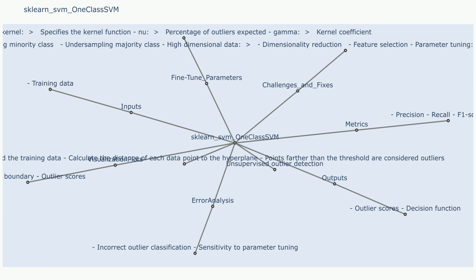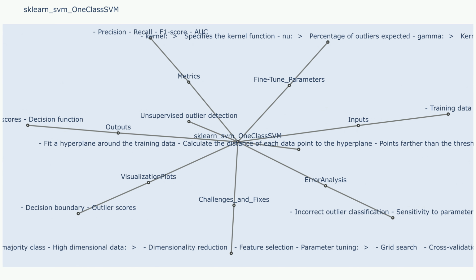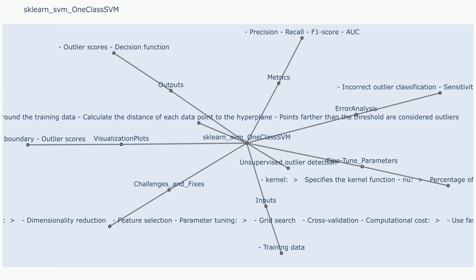y_pred, a 1D array containing the predicted labels for new data points. 1 indicates an anomaly. -1 indicates a normal point. Steps: Training: the algorithm learns a boundary in the feature space that encloses the normal data points. Prediction: for new data points, the algorithm calculates the distance to the learned boundary. Data points outside the boundary are classified as anomalies.